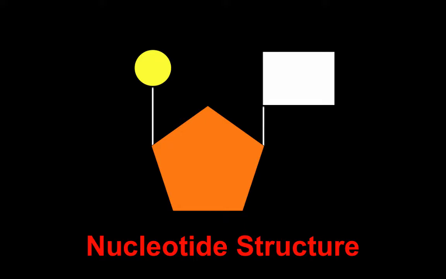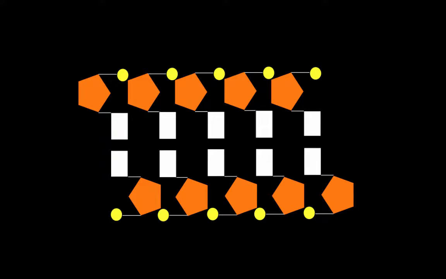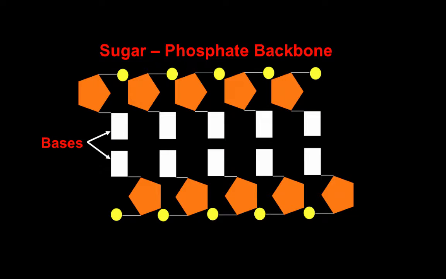So here we have our nucleotide with its sugar, phosphate, and base. And they're arranged double-stranded. And so the sugar and the phosphate make up the sugar-phosphate backbone, which is the structural part of the DNA molecule. And then the bases are in the center, and they're held together by hydrogen bonds.